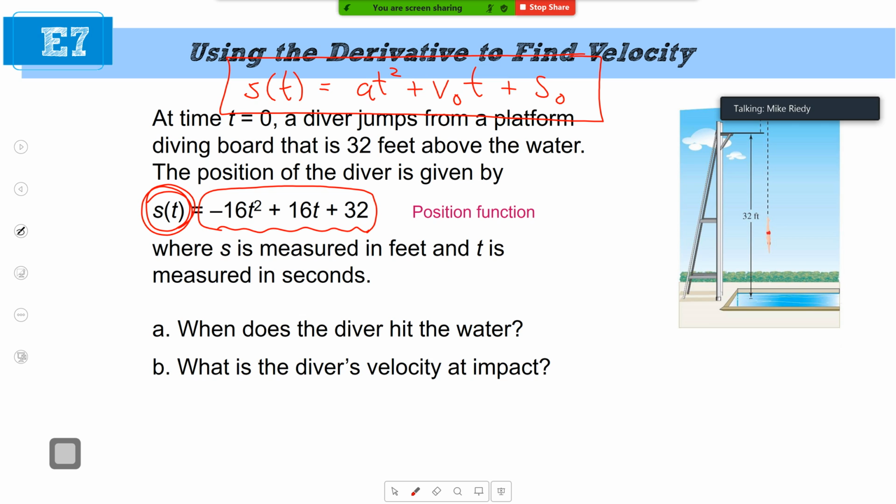All right, so a person's on top of a diving board, they jump up, and boom, they hit the water. So part A, when does the diver hit the water? So when that diver hits the water, what's true? What do you know? When they get to this point in time, what do you know? The displacement is 32 feet.